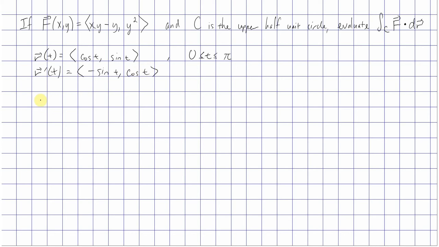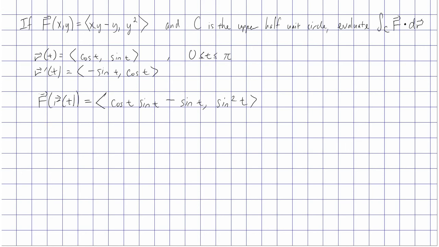Now we're going to need to compose f together with r. So taking a look up here at the definition of f, we take x, which is cosine of t, times y, that's sine of t. There's a minus, and then y, which is sine of t. And then the second component has y squared, so that'll turn into sine squared t.